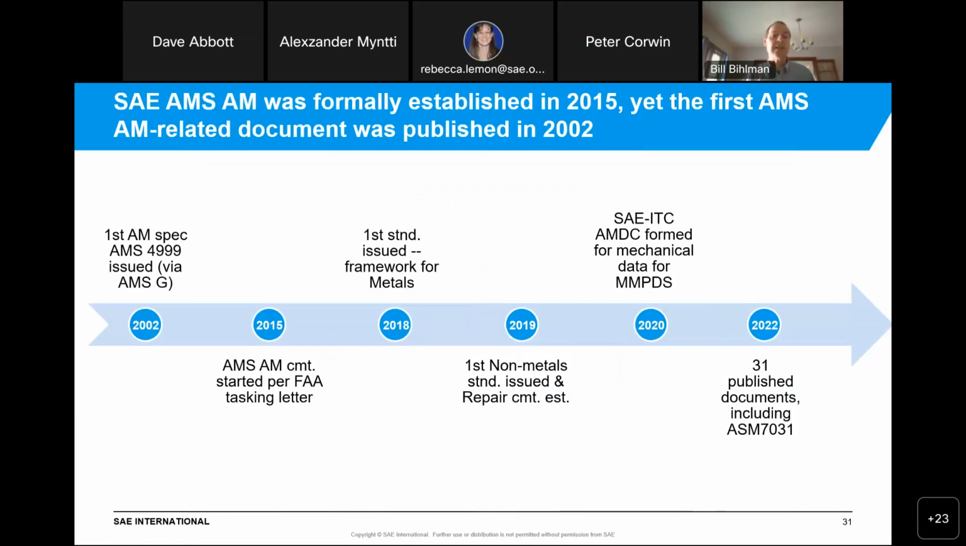And the AMDC, because aerospace is empirical, we need data. The AMDC is focused on generating, in this case, what are called S-basis allowables, generating actual data to show that we could perfect the production of metals, and eventually perhaps non-metals, to be used in aerospace. And to date, we have 31 published documents, and I'll talk a little bit more about that. Jonathan touched on this briefly. Thank you, next slide.